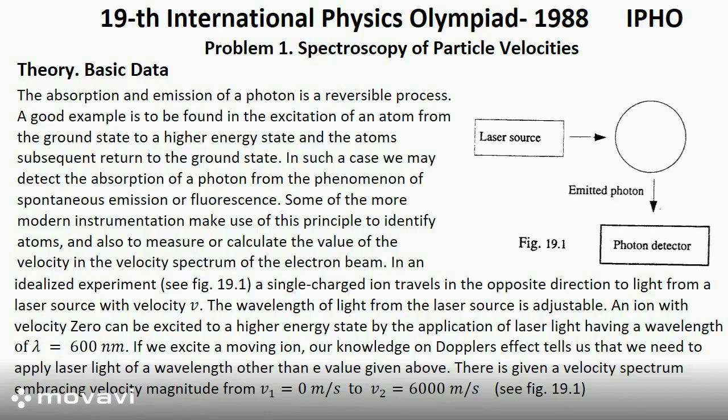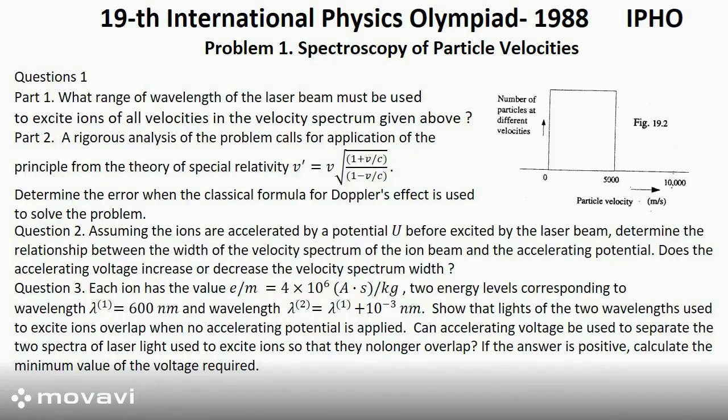If we excite a moving ion, our knowledge of the Doppler effect tells us that we need to apply laser light of a wavelength other than the value given above. There is given a velocity spectrum embracing velocity magnitude from v1 equals 0 m/s to v2 equals 6000 m/s. See figure 19.1. Questions. 1.